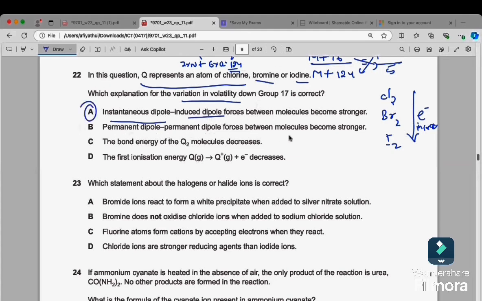Permanent dipole force between the molecules becomes stronger? No, that's wrong. The bond energy of the Q2 molecules decreases? No, the bond energy of the Q2 molecules increases because they're getting stronger. Their density is increasing as you go down the group. Iodine is solid, bromine is liquid, chlorine is gas. Therefore, as the state changes, the density also increases. As the density increases, the bond energy to break the bonds also increases. The first ionization energy of Q decreases? No, it will also increase. So the best option should be A.